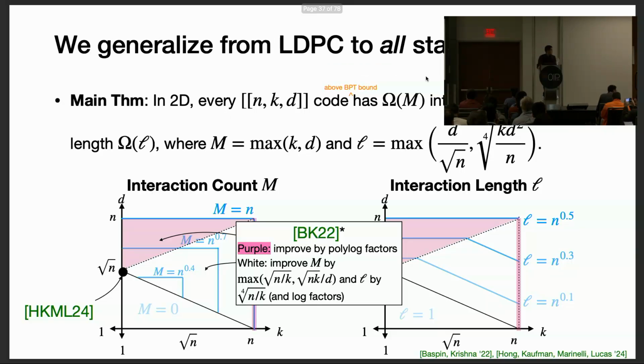Also, we generalize these results from LDPC codes to all stabilizer codes. Our lower bounds hold for all stabilizer codes, while these previous results both hold for only LDPC codes. So it's a more general lower bound.